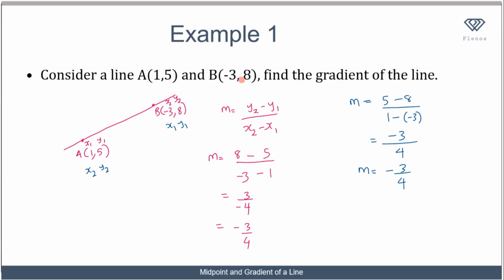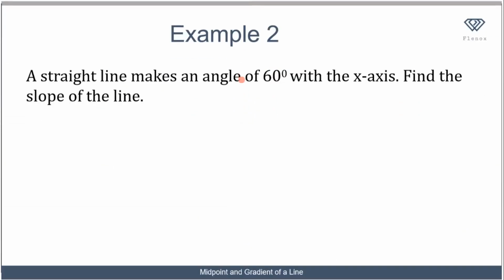Now let's look at the last example under gradient. We are told that a straight line makes an angle of 60 degrees with the x-axis. So let's assume now you have your xy plane over here, and you have a straight line, and we are told that the straight line makes an angle of 60 degrees. We are now told to find the slope of the line. So if you remember, our slope of the line m is also given as tan theta, if you are given the angle that it makes with the x-axis.